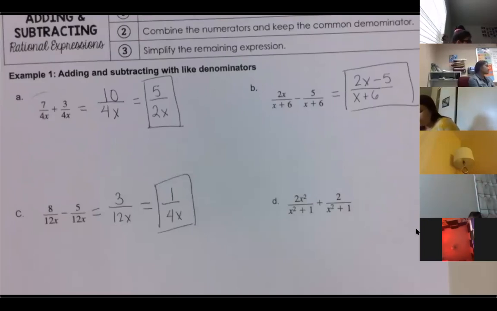All right, let's look at part D. We've got 2x squared over x squared plus 1 plus 2 over x squared plus 1. First question, what's my denominator going to be? What do you think, Liana?